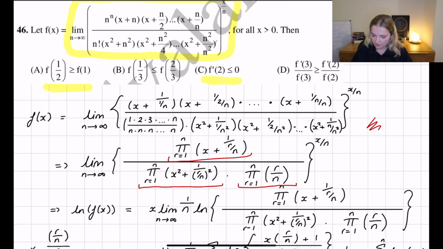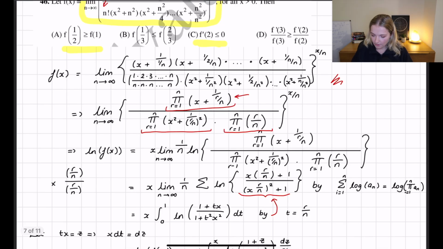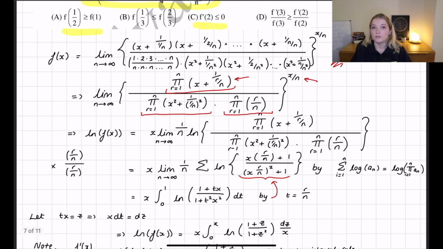Now, something to note in the question, I've just moved this n to the n down here because it doesn't play any factor in this summation here. Now, obviously we have this power here. What do we do when we have powers?